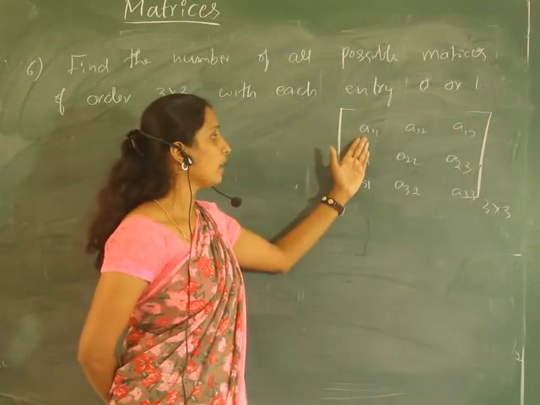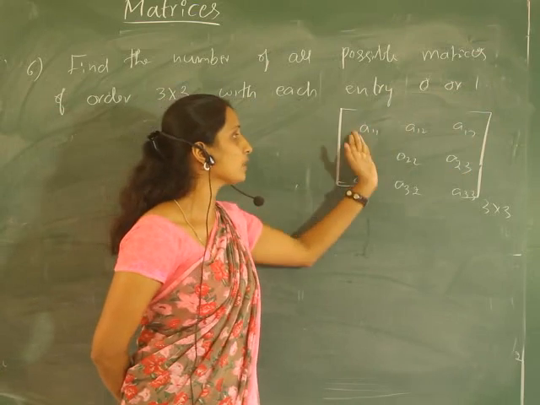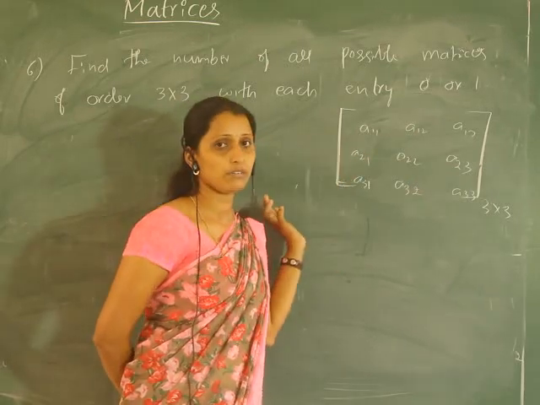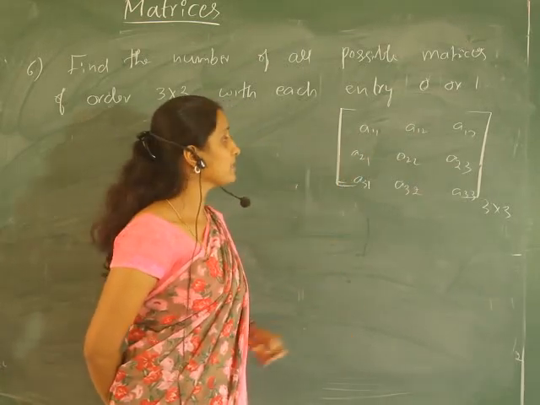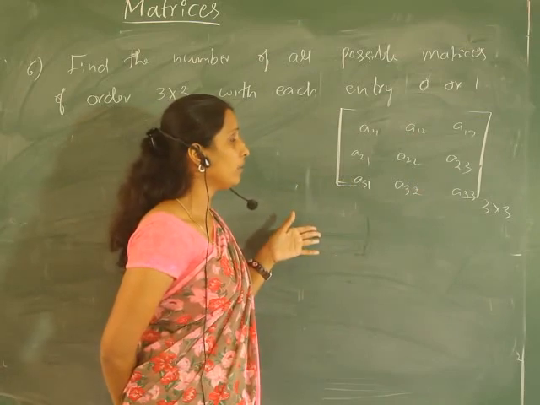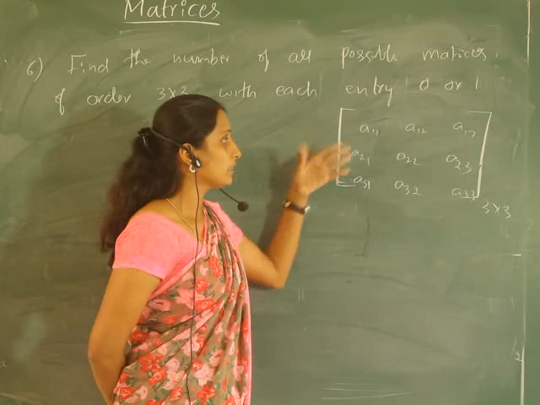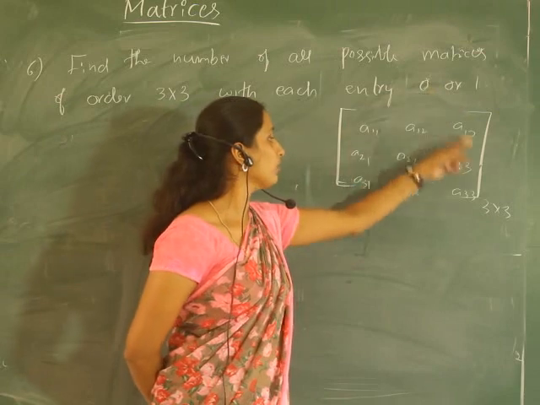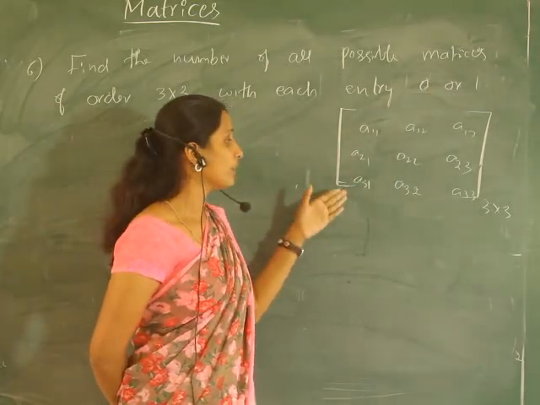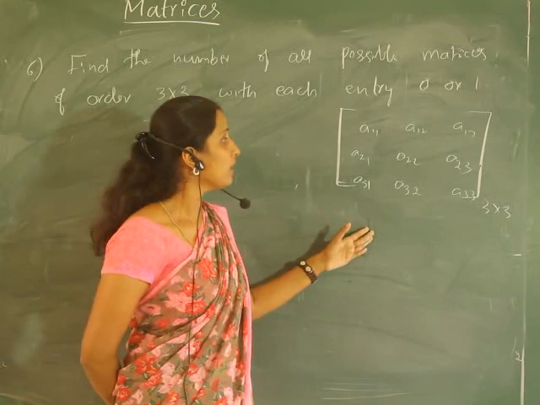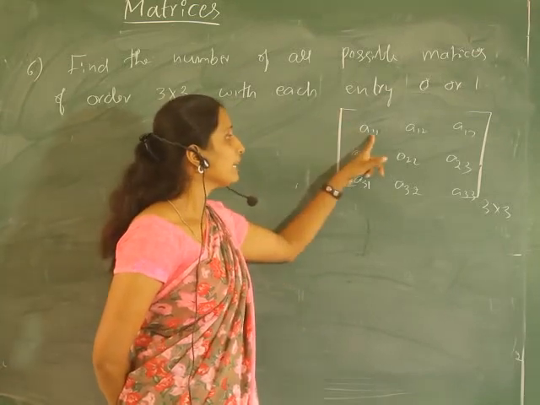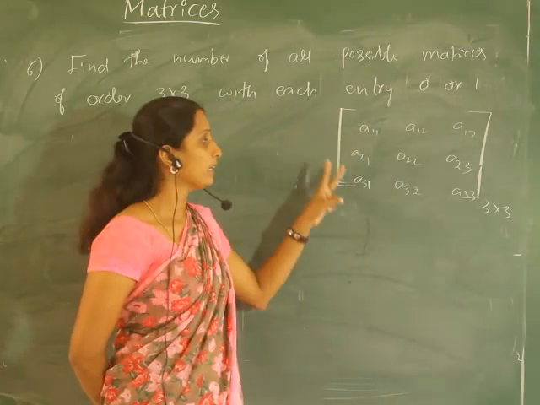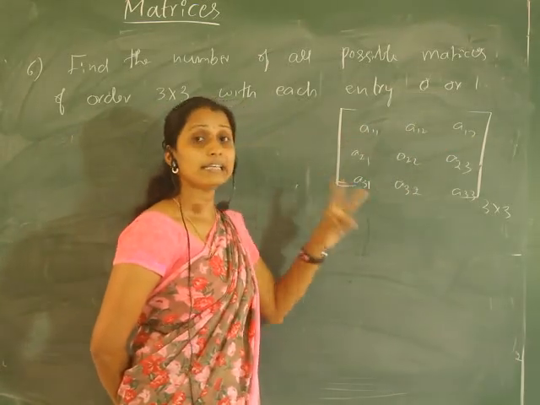If you use 0 here, it is not given that you cannot use 0 again here. You can use 0 any number of times, and 1 any number of times. That means repetition is allowed. If repetition is allowed, the number of arrangements will be 2 to the power 9. Here we are using the multiplication principle: each entry can take the value 0 or 1, so for each entry there are 2 possibilities, and there are 9 elements.